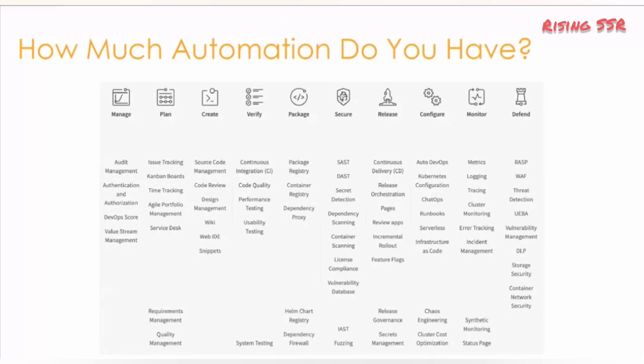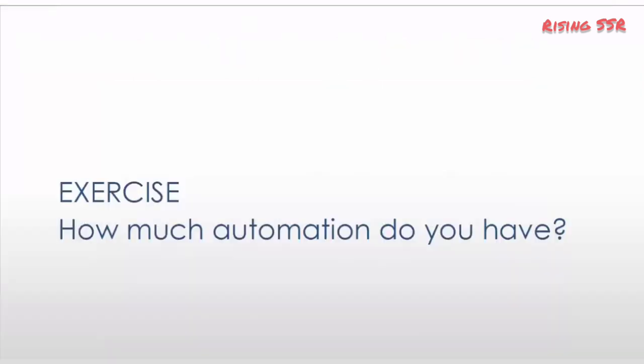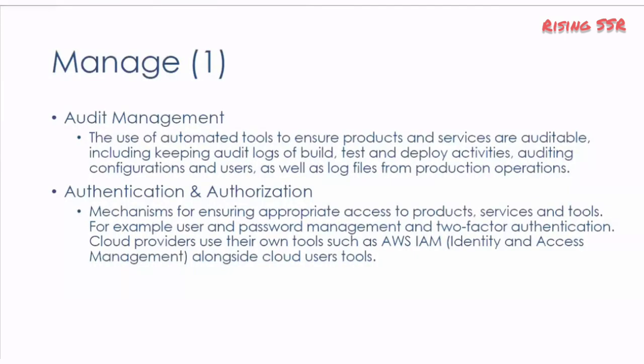Now, related to various steps, right from management, planning, creation, verification, packaging of the code, security of the code, release management of the code, configuration of the code, monitoring of the code, and defense of the code and of the infrastructure, there are multiple automation tools that we can see in the subsequent slides. As I said, I'm not going to exhaustively read all these things. These are a bit theoretical. You can read on your own.